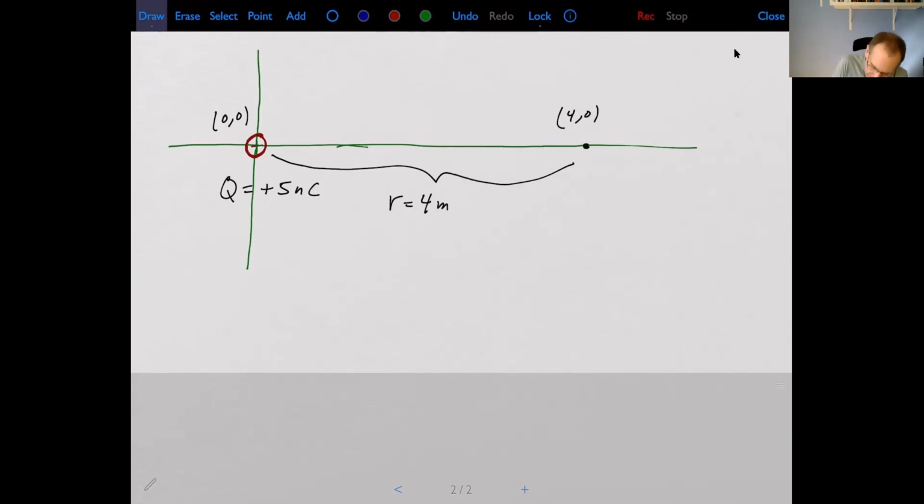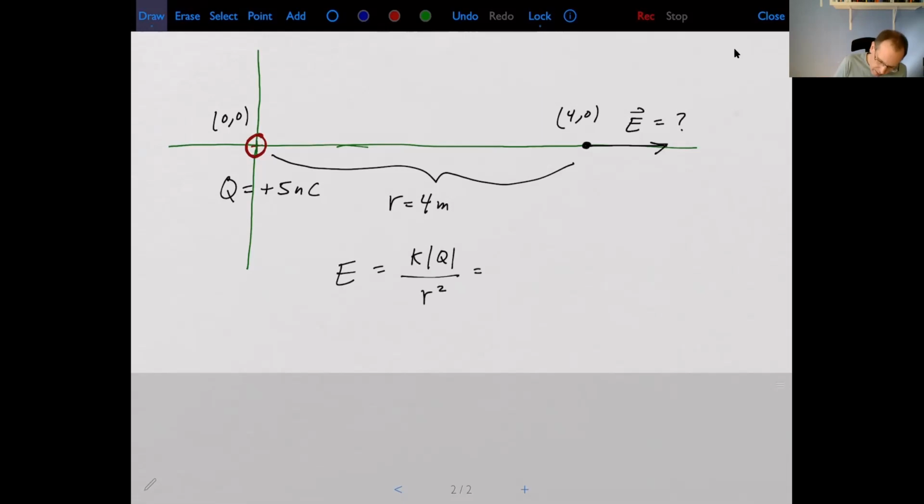Okay, and I know that the electric field is going to look something like this. It's going to go outward, right, because it's a positive charge. And I want to figure out what that electric field is. So we know how to calculate the magnitude, right? The magnitude of the electric field is going to be K times the absolute value of the charge divided by R squared.